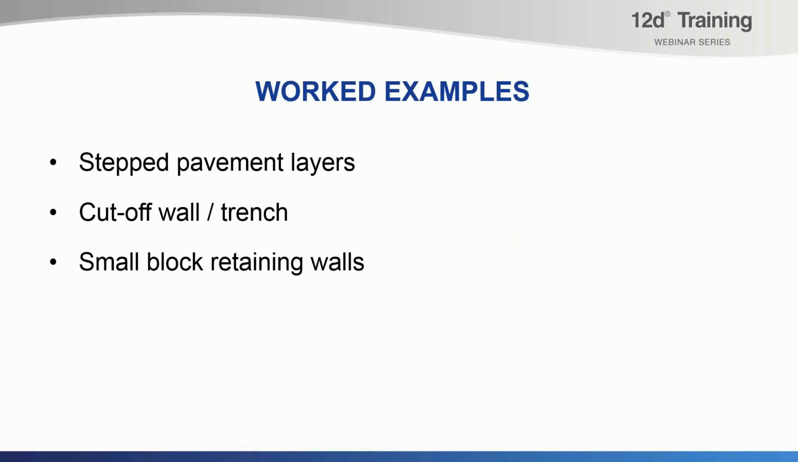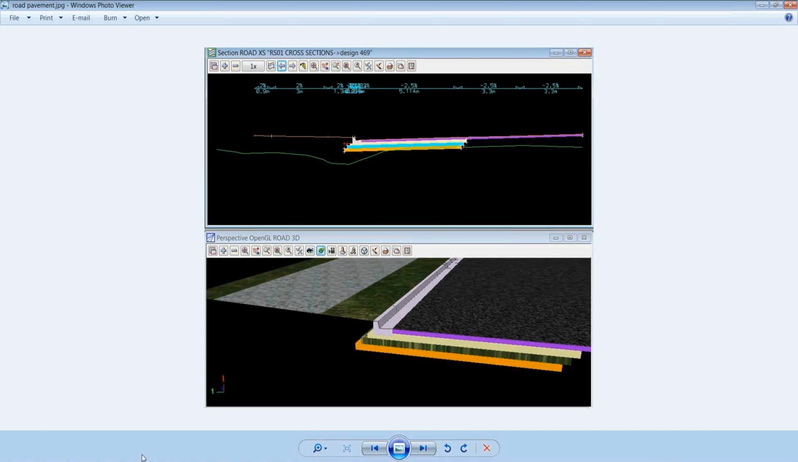So the 3 examples that I'm going to use to show some of the things that I found out was looking at creating stepped type pavement layers where one sort of overlaps another one a little bit, creating a cut-off wall or a trench, depending on what it is you're trying to model, but I had to do a cut-off wall in a project, and even modelling up some little block retaining walls.